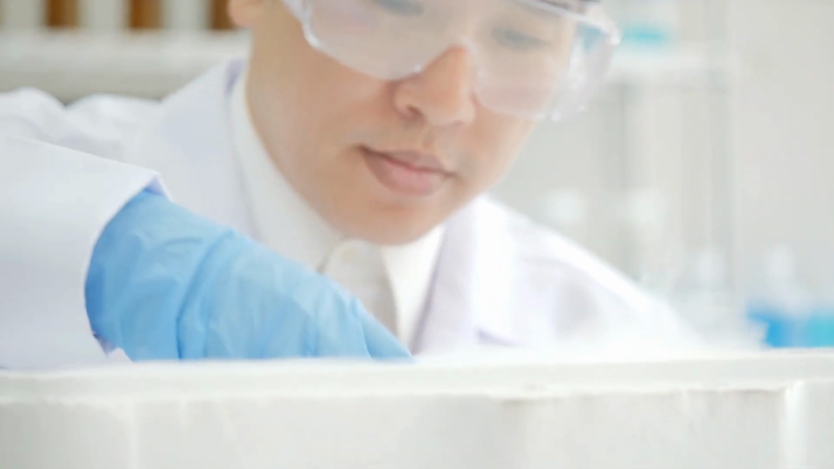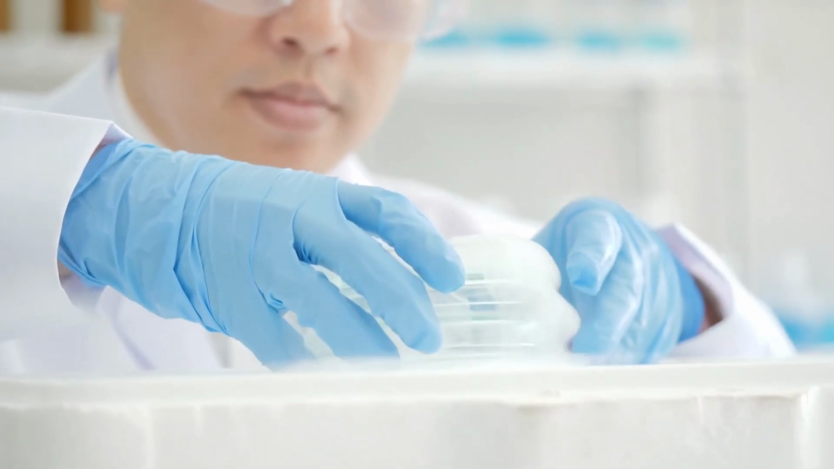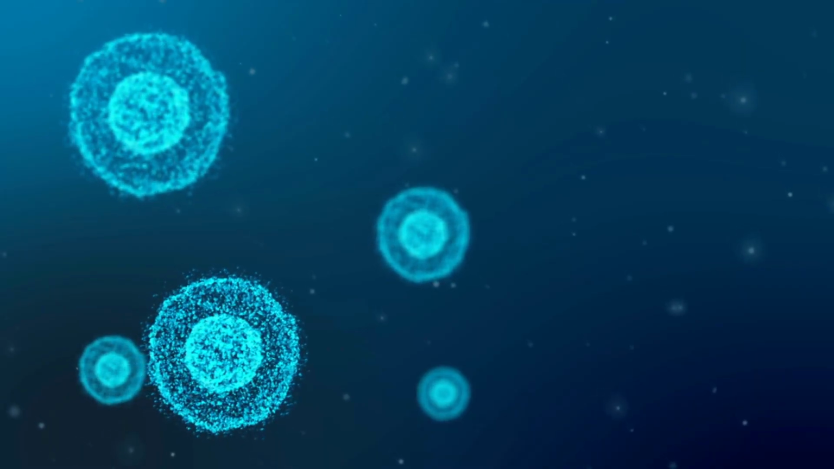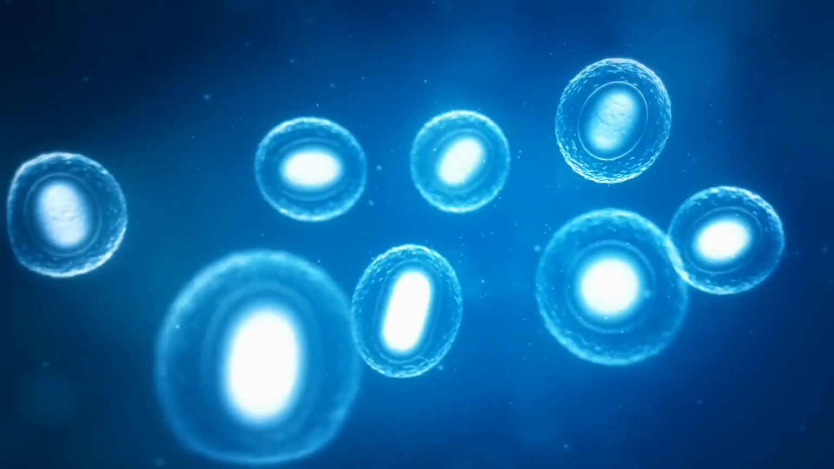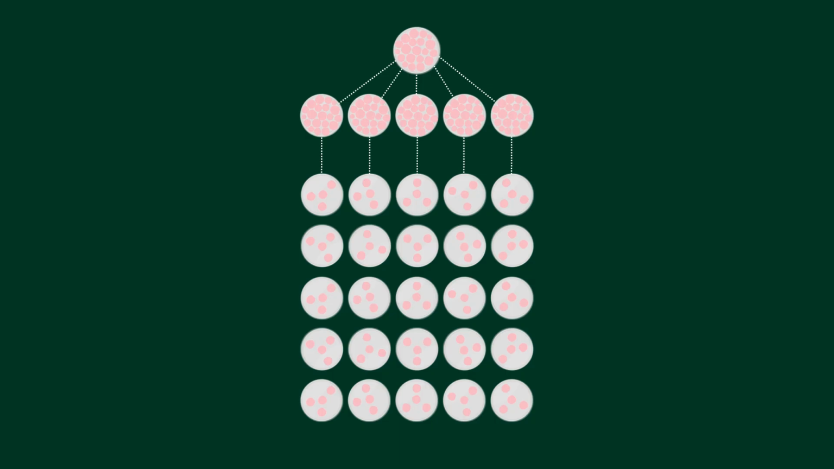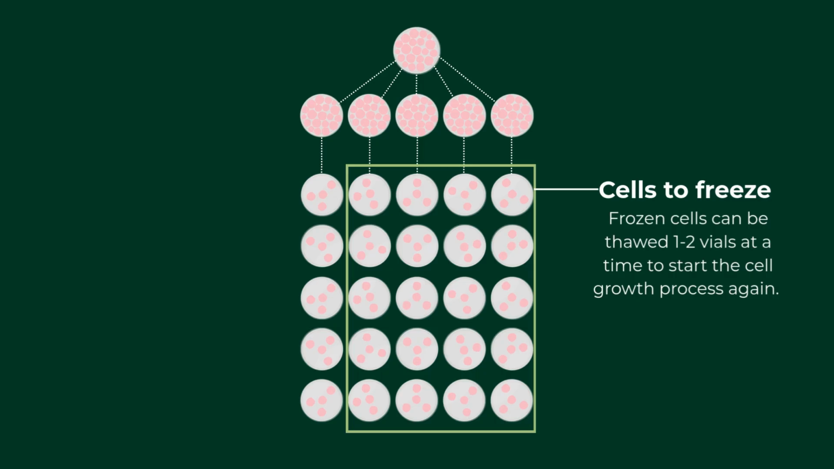The remaining cells are placed into vials for the freezer. When the cells are frozen, they're stored at about -200 degrees Celsius in liquid nitrogen. At this temperature, biological activity stops. But when the cells are thawed and placed in new containers with nutrients, they again start to grow. Depending upon the cell type and container size they're using, the quantity of cells in this example could produce 8 to 20 vials of cells to freeze. These passage 2 cells can be thawed, typically 1 or 2 vials at a time, to start the cell growth process again at any time the currently growing cells get too old.